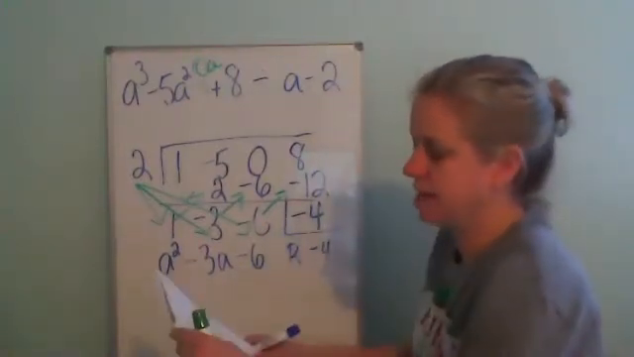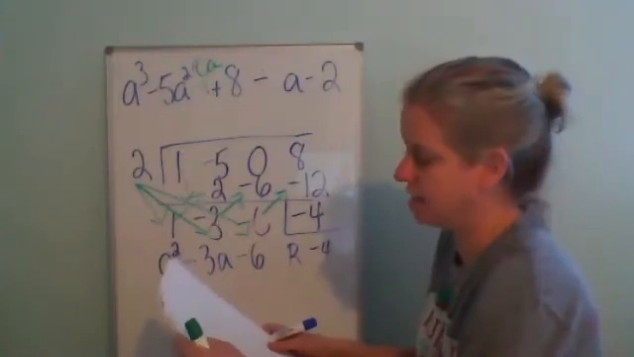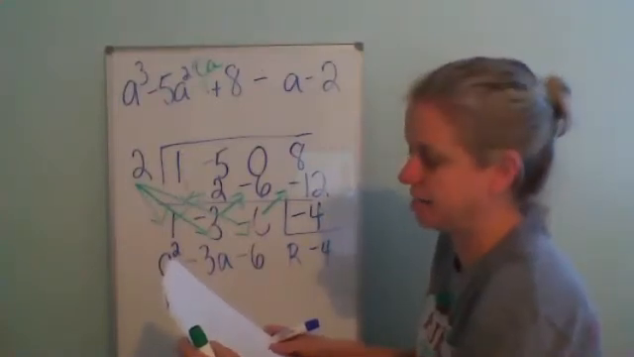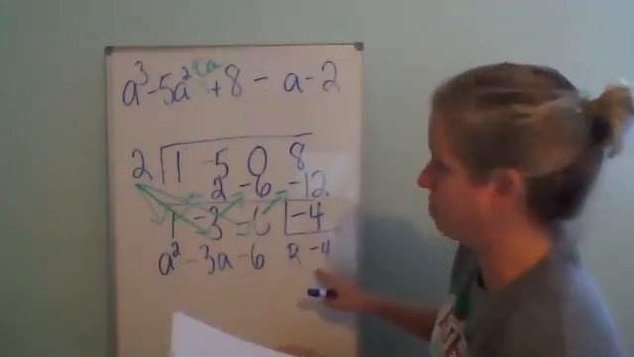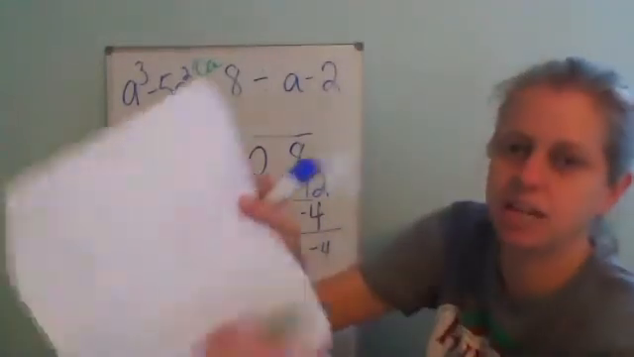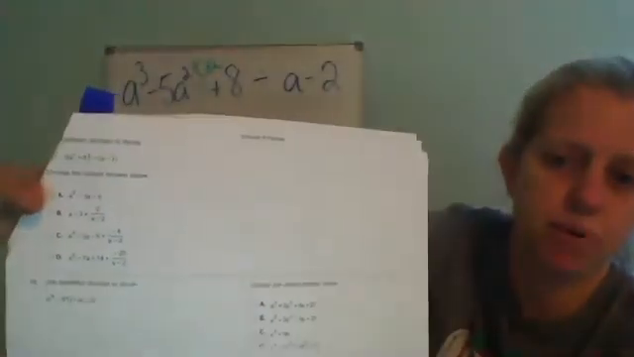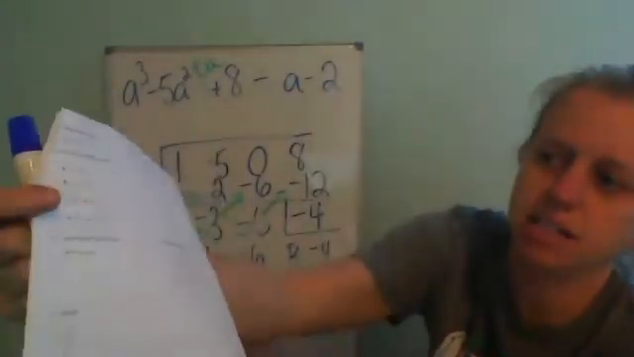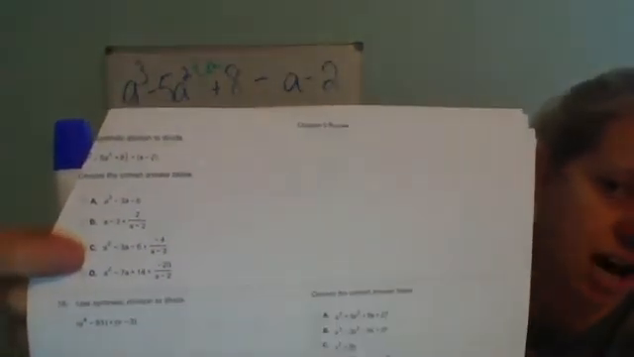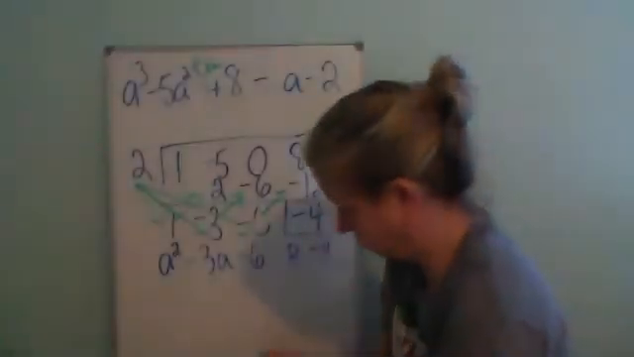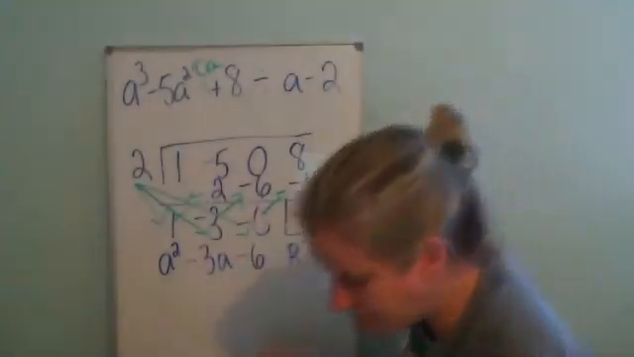And this is the one that is multiple choice. So you have a to the 2nd minus 3a minus 6. And remember, your remainder goes over this a minus 2. So if you're looking at your paper, it's that C one, right? Because the C is the one that has the -4 as the remainder on top of the a minus 2. All right, number 16.